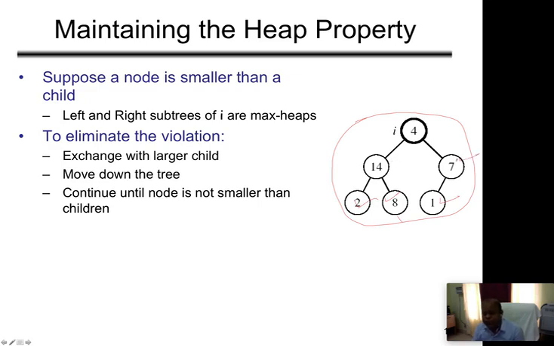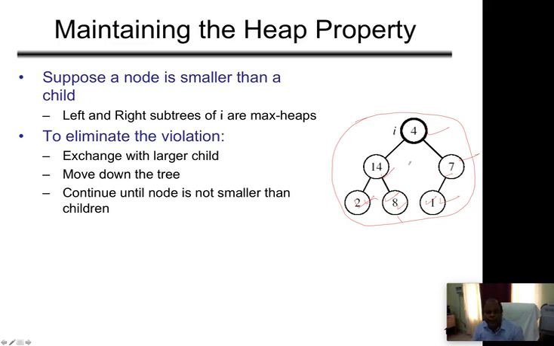For this one the heap property is maintained. Here we are considering max heap, and the max heap property is maintained because the parent value is greater than or equal to the child value. In this case also, the parent value is greater than or equal to the child value. But in this case, the parent value is not greater than or equal to the child value, because the parent value is 4, and the child values are 14 and 7. Hence, this is violating the heap property.